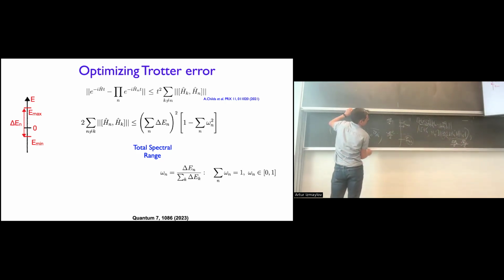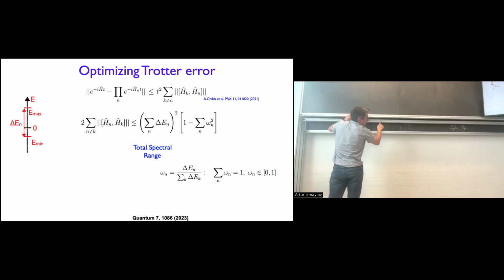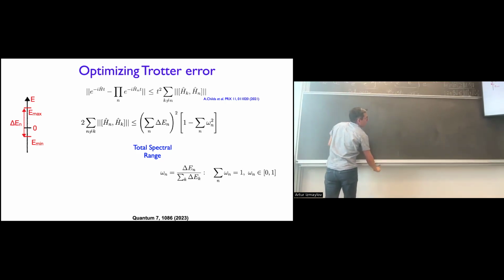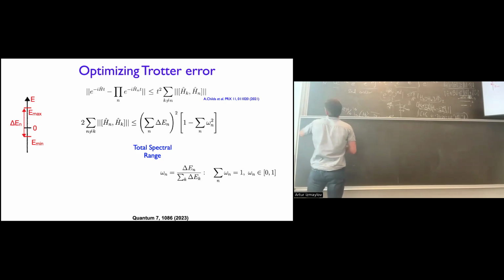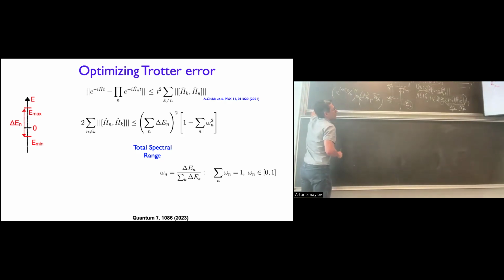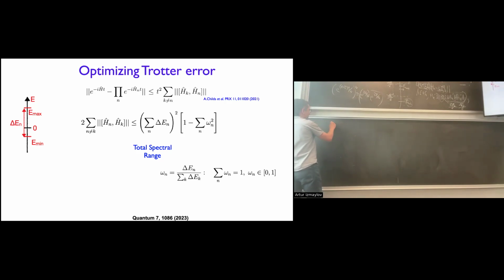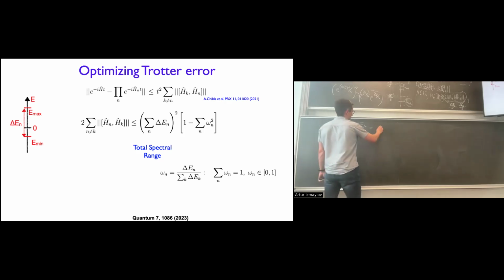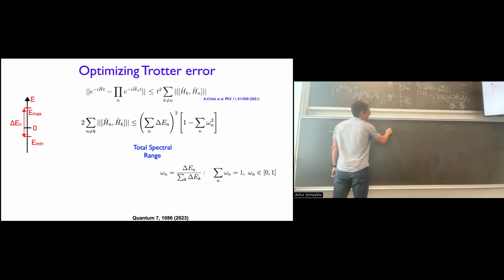And then you could write this down simply as: if you have a sum over n not equal to k of delta E n divided by 2 times delta E k divided by 2, then you could write it as sum of E n squared.